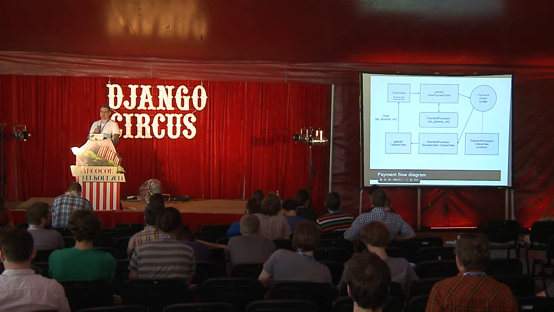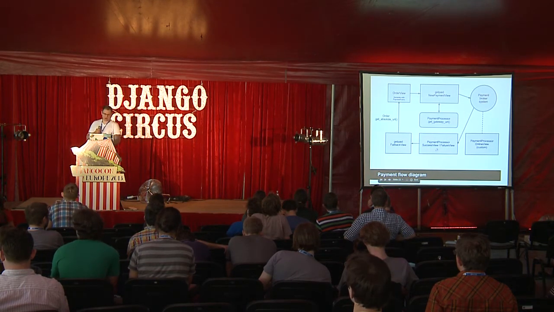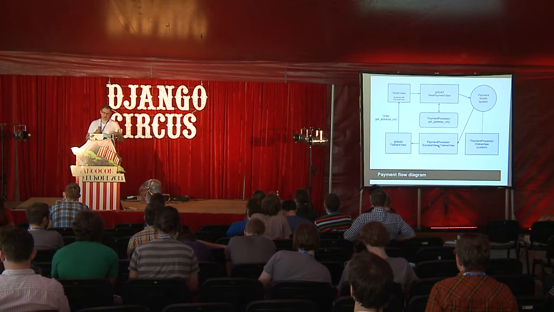So here is the payment broker system. You do the stuff there, pay or whatever. And then you return to this payment processor success or failure view, which will do some stuff and automatically redirect you to some fallback view, which is defined by default as an order view.